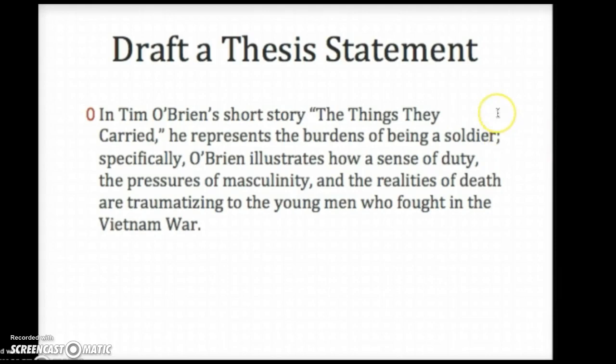So in Tim O'Brien's short story, The Things They Carried, he represents the burdens of being a soldier. Specifically, O'Brien illustrates how a sense of duty, the pressures of masculinity, and the realities of death are traumatizing to the young men who fought in the Vietnam War. So I'm sort of piecing things together.